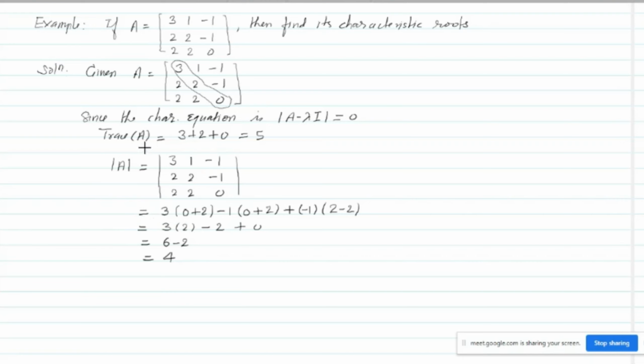Now we will use the characteristic equation. Therefore the characteristic equation is given by lambda cubed minus the trace of the matrix A times lambda squared, plus the sum of the minors of the diagonal elements.